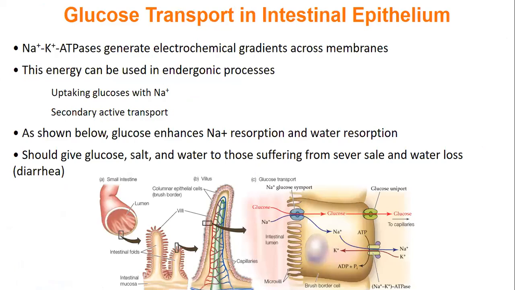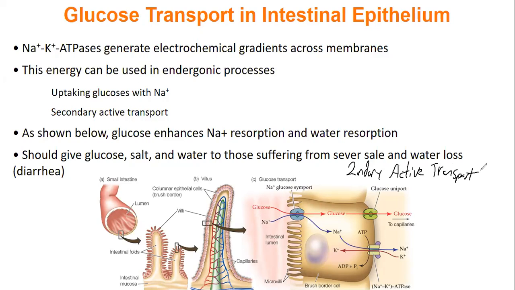So we have two more transport systems to talk about, and then we're going to get into enzymes. So let's talk about how we can transport glucose into our cells after we eat a meal. Glucose is the main way that we get energy in the world, how we generate ATP. And the way that we absorb glucose into our system, we use what's called secondary active transport.